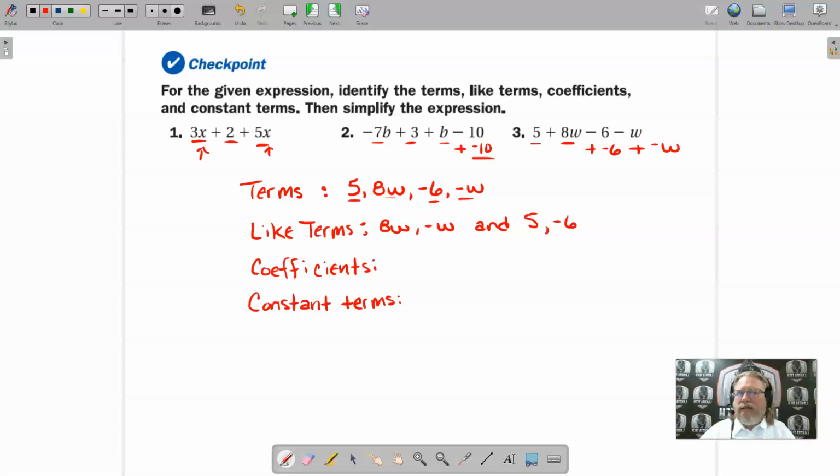Our coefficients, that's the numbers that come in front of the variables. So they are 8, and hopefully you've noticed here that I could put a 1 in front of this w, so negative 1 is going to be a coefficient as well. And then finally our constant terms are 5 and negative 6. So a little bit of practice there on identifying terms, like terms, coefficients, and constant terms.